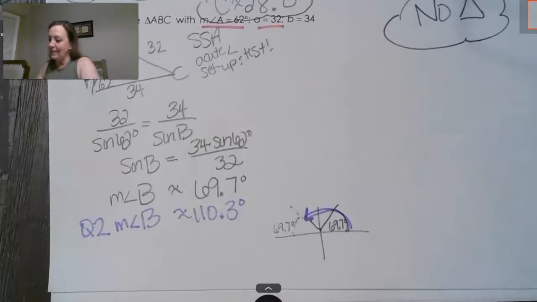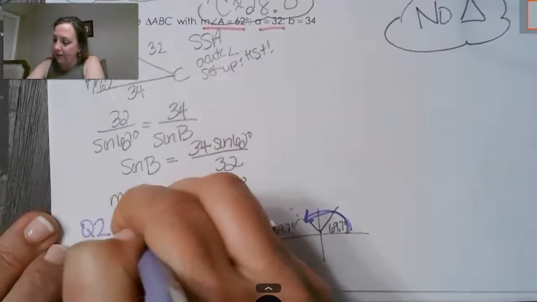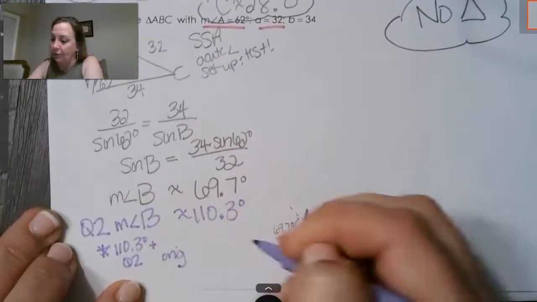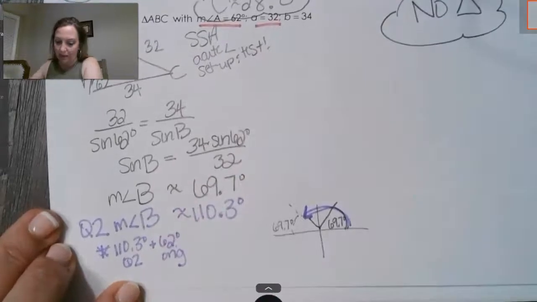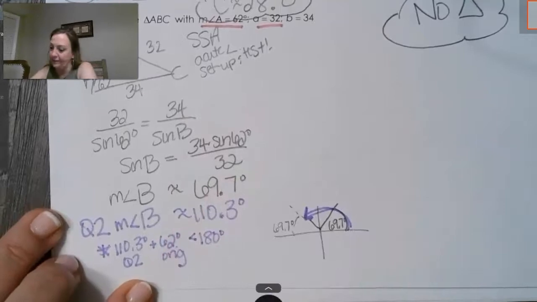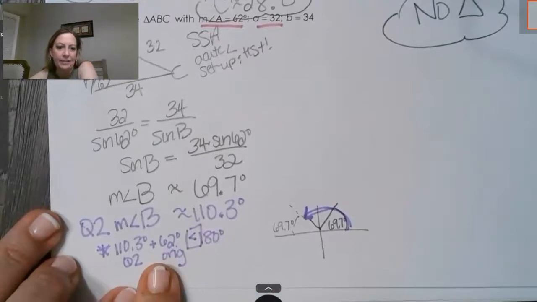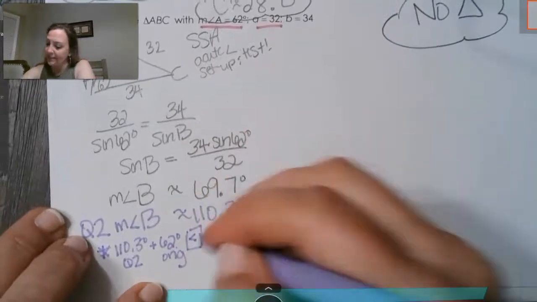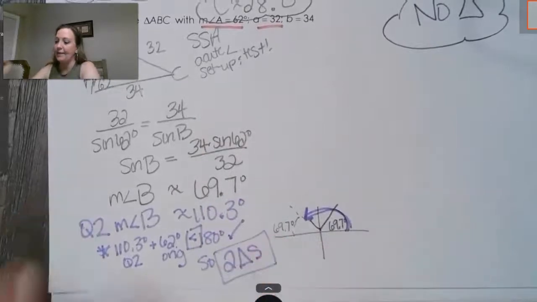Now the question is, can I use this quadrant 2 angle and the original angle and make a triangle? So let's test that. So can we take the quadrant 2 angle plus the original angle? The original angle they gave us was this 62 degrees. And is that less than 180 degrees? And we can see that that is going to be less than. You could punch it in if you wanted, but I see that's just going to be like 172.3. So this is true. And since that's true, that means that we have 2 triangles that we're going to deal with.